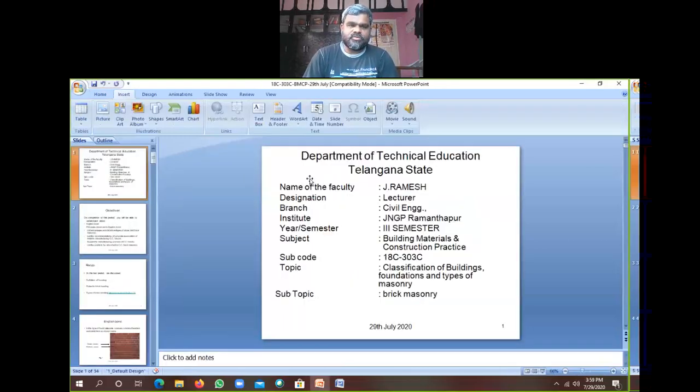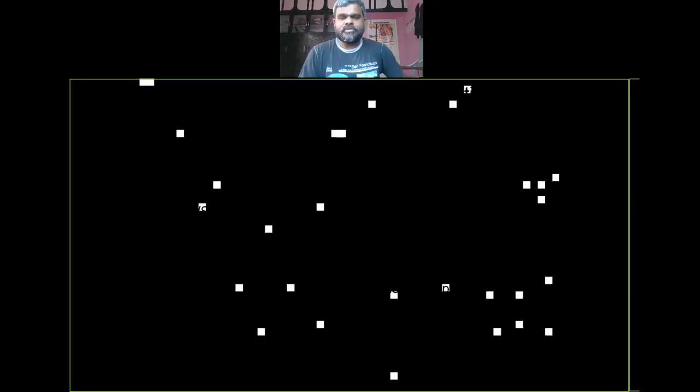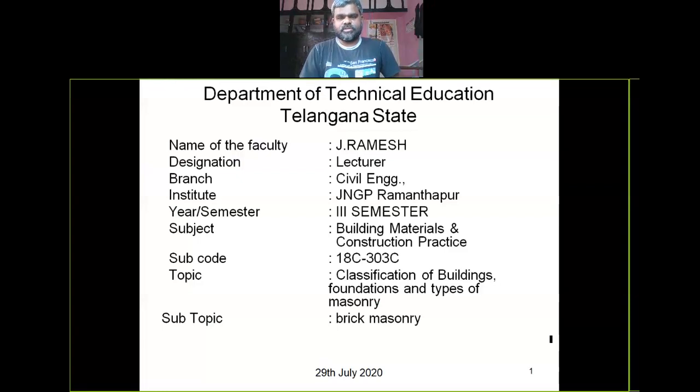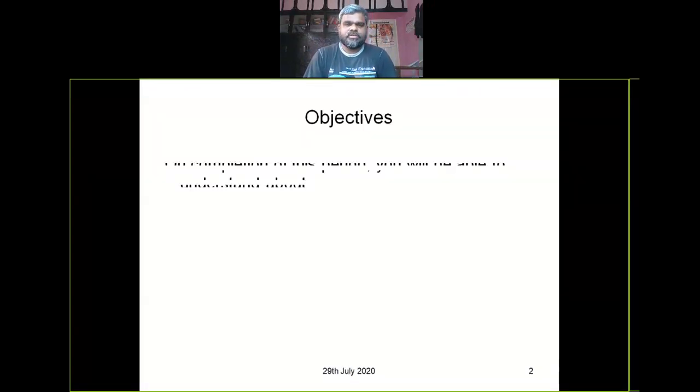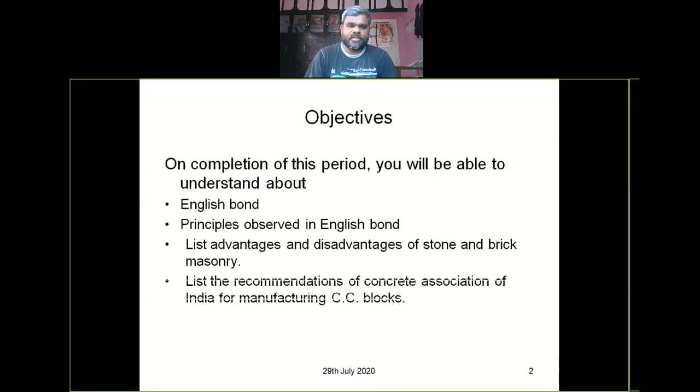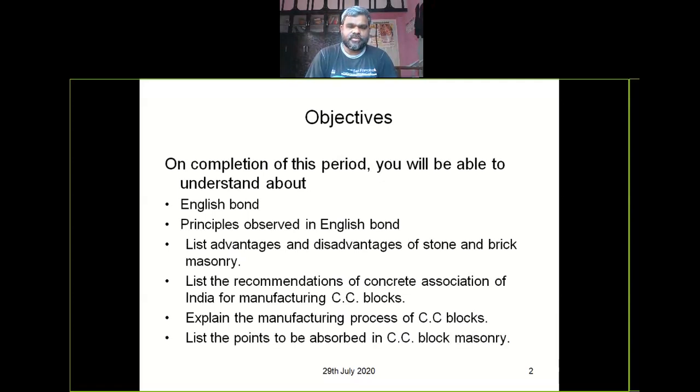So let us go to our presentation. This is our presentation for today. This is our target for today's class. Let us see what is English bond in detail and the principles observed in English bond, and a list of advantages and disadvantages of stone masonry and brick masonry.